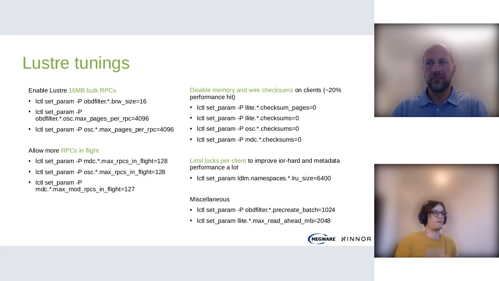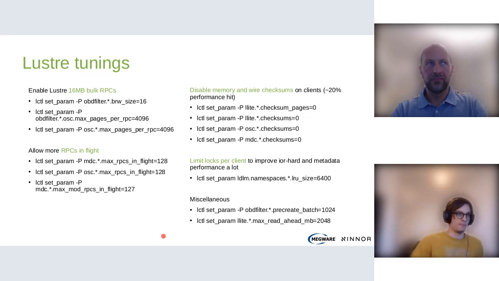So this one here shows you some Lustre tunings that are applied for this IO 500 run. You don't have to apply all of them, but some might be useful for you as well. First of all, you can enable 16 megabyte bulk RPCs. By default, Lustre is using only 4 megabyte RPCs, so you can increase this up to 16. This allows you to utilize the network a little bit better because you can send bigger packets across the network. Then you can also allow more RPCs in flight, which again helps utilize the network better.